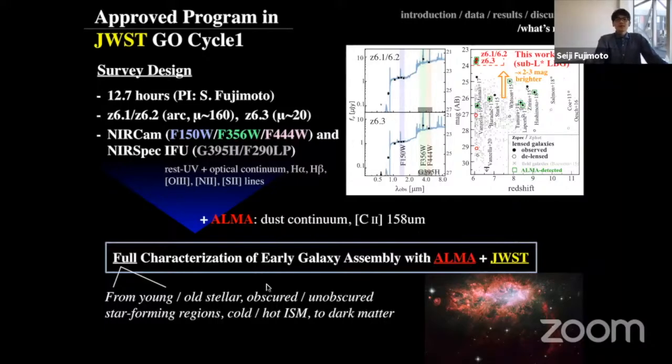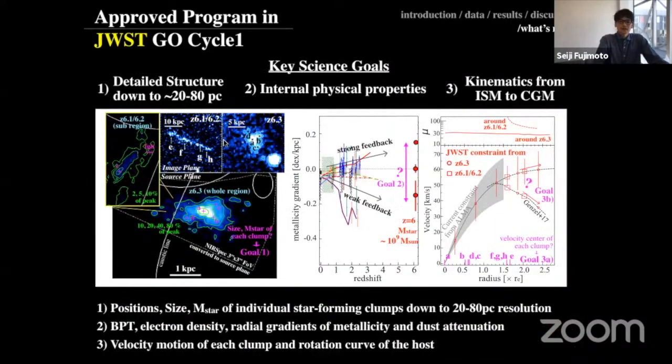This means that we will study from young to old stellar populations, obscured and unobscured star-forming regions, cold and hot ISM, and also the dark matter components. Here we break down three key goals in the JWST program. First, the detailed structure. The detailed structure of individual star-forming clumps will be investigated down to 20 to 80 parsec scale resolution in the source plane.